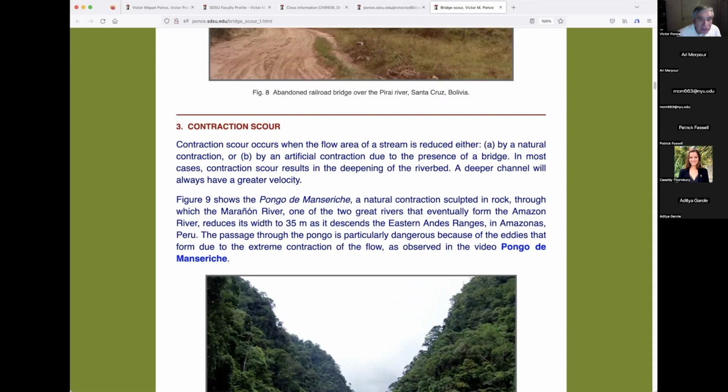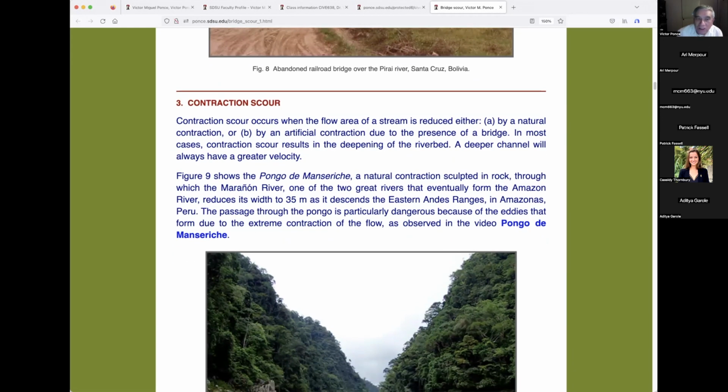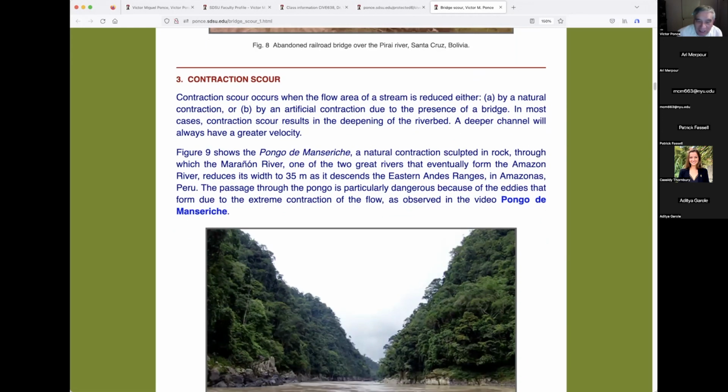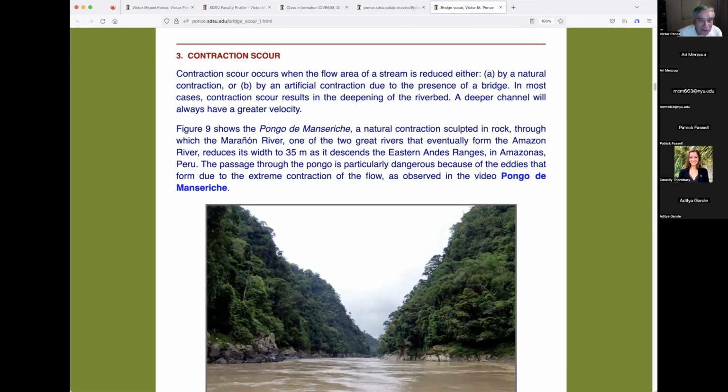So now let's move into the contraction scour. Contraction scour occurs when the flow area is reduced either by a natural contraction or by artificial contraction due to the presence of a bridge. In most cases, contraction scour results in the deepening of the riverbed. A deeper channel will always have a greater velocity. And here we show the extreme case of the contraction scour, which I know from my own experience also.